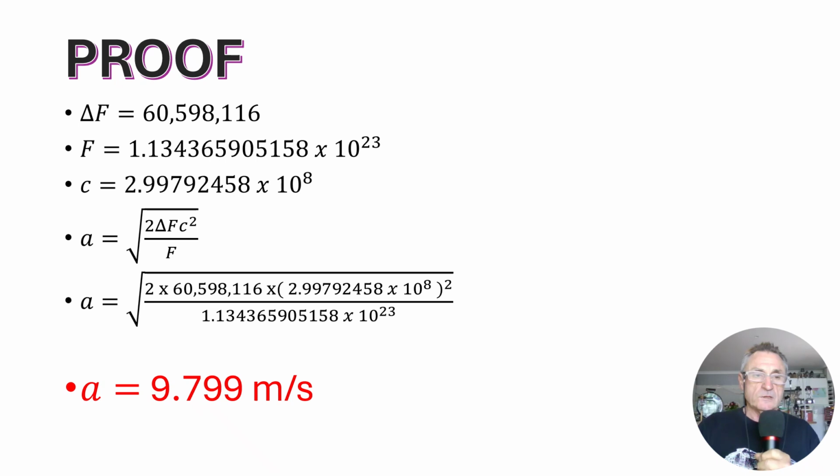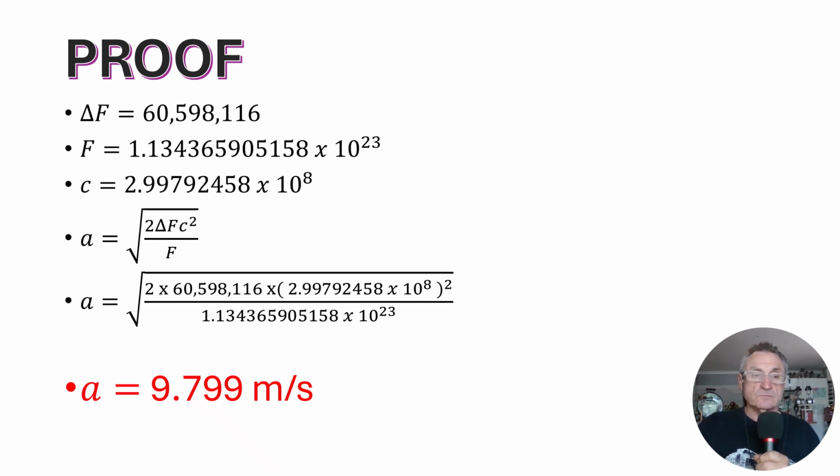Proof of the formula derived in the previous slide. Delta F is equal to 60,598,116 Hertz. Frequency of the proton, 1.134365905158 times 10 to the 23 Hertz. C, 2.99792458 times 10 to the 8 meters per second.